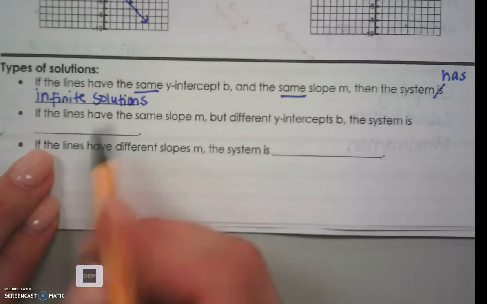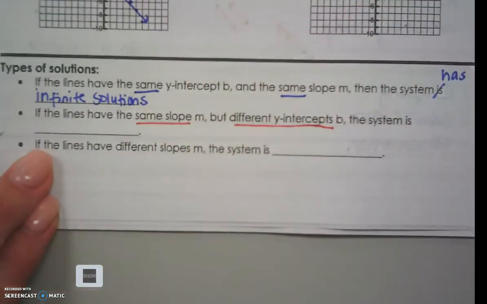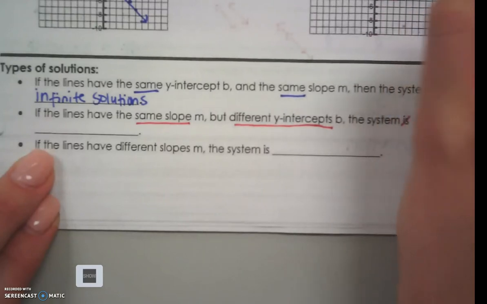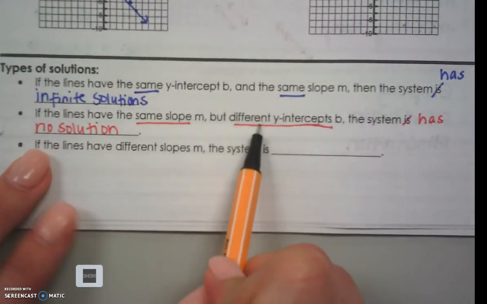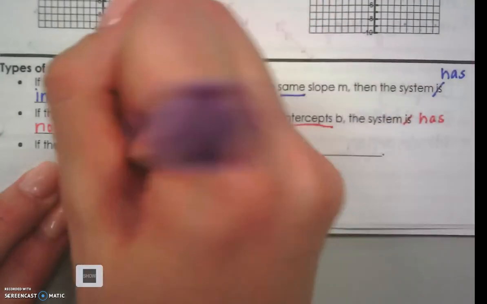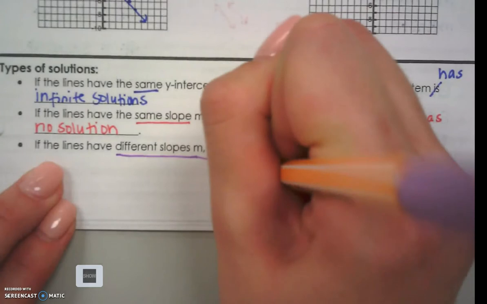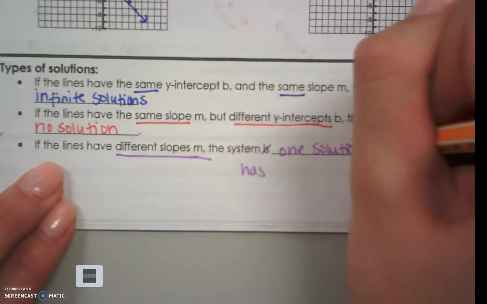If the line has the same slope and different y-intercepts, then the system has no solution. Same slope and different y tells me I have parallel lines. That is no solution. If the system has just straight up different slopes, y-intercept doesn't matter, then that system has one solution, or one intersection.